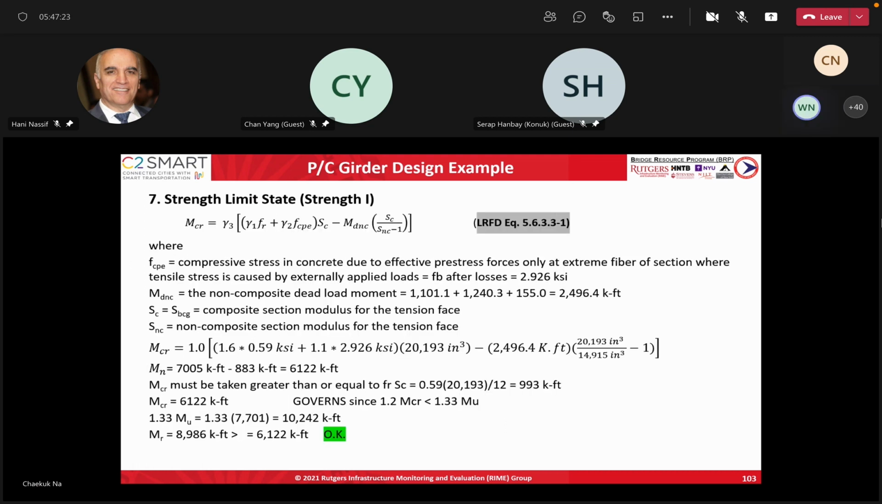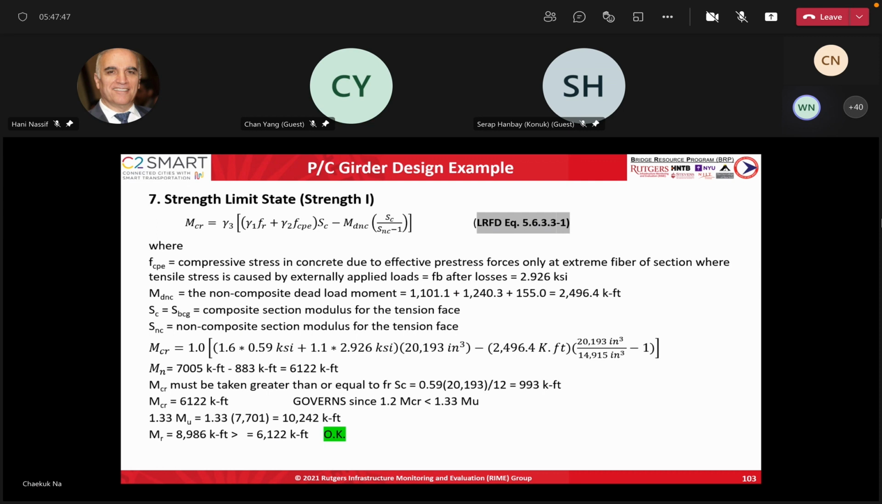FCPE is just like the one that we use in the elastic shortening equation. It's the compressive strength in concrete due to the effective pre-stress only. They are defined. It's easy to find them. This is the non-composite dead load moment, so you don't include the weight of slab.